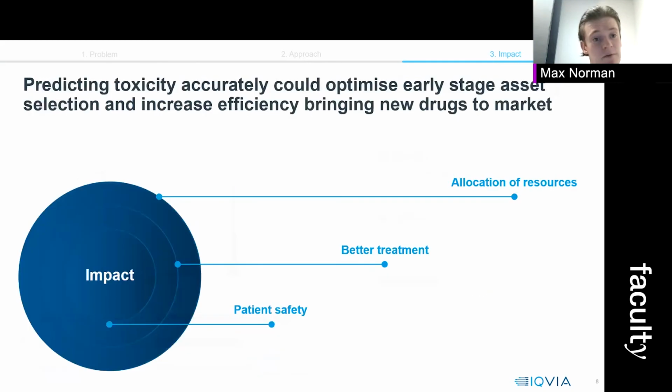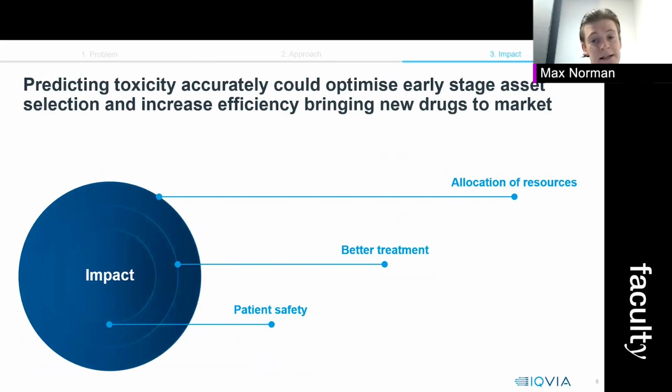And so what is the impact of all of this work? Well, primarily, we're improving patient safety. At the heart of it, toxicity events are recorded in clinical trials when a patient has such an adverse effect that they need to be hospitalized. So if we can screen drugs which are likely to create these effects in a clinical trial and stop them from ever going forward, then we're improving the safety of the patients participating in those clinical trials. And what does this lead to? This leads to a better overall treatment.